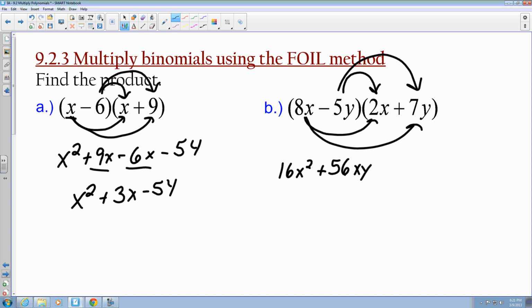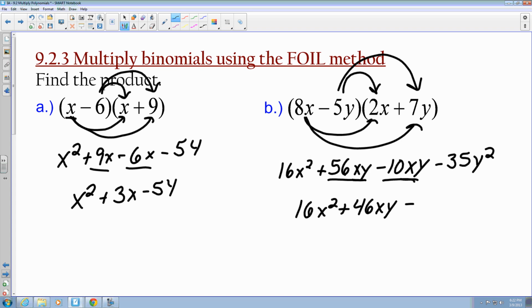So now I'll deal with my negative 5y. This is going to be a minus 10, and I'm going to write this as xy because I like to keep the same variable order for the entire problem. And then the last one will be negative 5y times positive 7y, which will give me a negative 35y squared. And again, the only two like terms are in the center, so I'm left with 16x squared. I combine those, it'll give me a plus 46xy minus 35y squared.